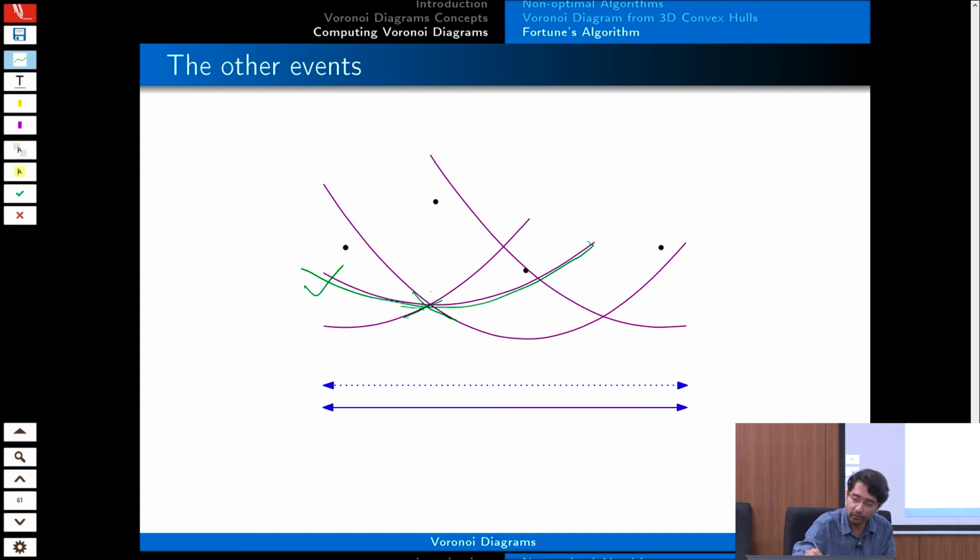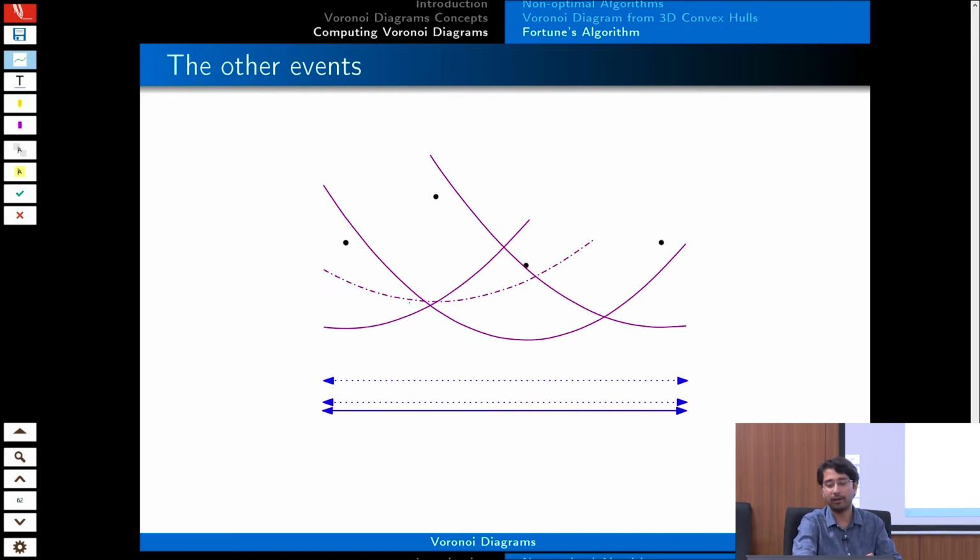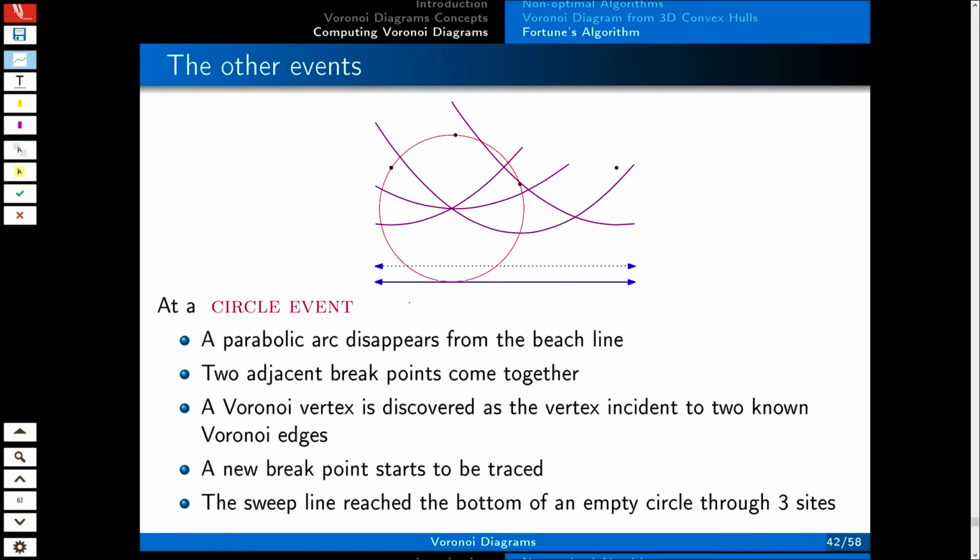What is the significance of this point? This is equidistant from 3 site points and the sweep line. So, it will introduce a new vertex to the Voronoi diagram. And why is it called a circle event? Because there is a circle passing through 3 points which will be empty, and that is basically the definition of a Voronoi vertex.